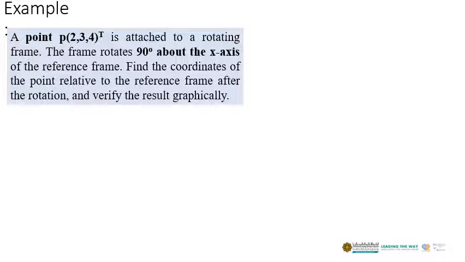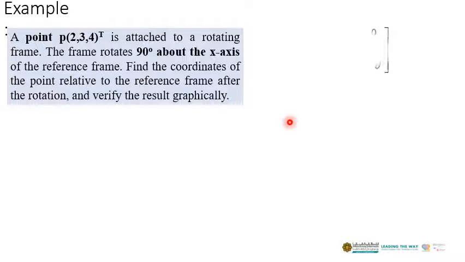Okay, now let's do an example. Let's say we have a point with respect to NOA, which is denoted as 2, 3, 4 transpose. That means it is 2, then 3, and 4 is basically the position vector, and it is attached to a rotating frame. So that means P is with respect to the NOA frame. And the frame rotates 90 degrees about the x-axis. So 90 degrees about the x-axis, not theta, 90 degrees. So theta equals 90 degrees. Find the coordinates of the point relative to the reference frame after the rotation and verify the result graphically.